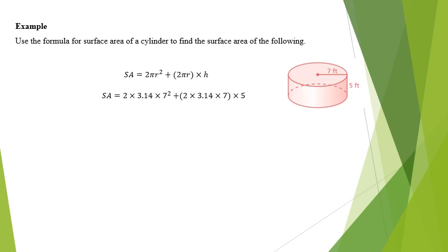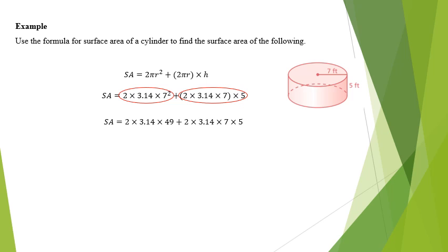So what's really important here is that you divide this equation up into two pieces. The first one is before the plus sign, so 2 times 3.14 times 7 squared. And the second one is after the plus sign, 2 times 3.14 times 7 times 5. Because those two sides of the equation have to be dealt with completely before we're allowed to add, because our order of operations tells us that adding goes last. Okay? So if we look at the left side of the equation, the first thing we're going to do is square that 7, because we always square our numbers first.